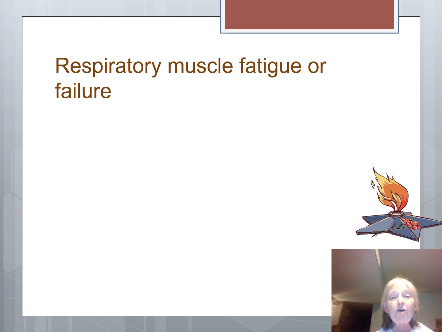Respiratory muscle failure or fatigue. These are things like amyotrophic lateral sclerosis or ALS, Guillain-Barré, polyneuropathy, myasthenia gravis is another one. Again, a lot of these are your neuromuscular diseases.